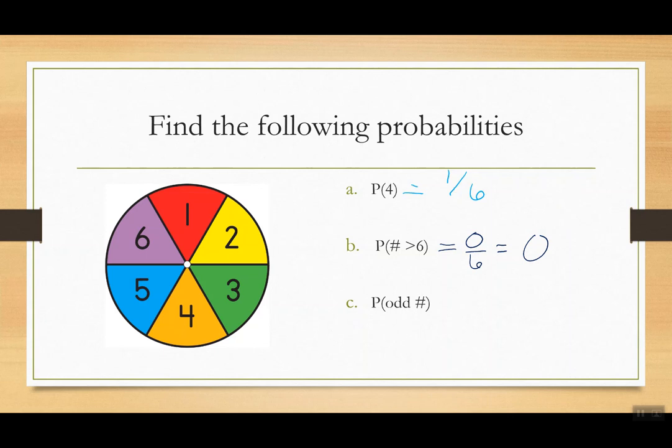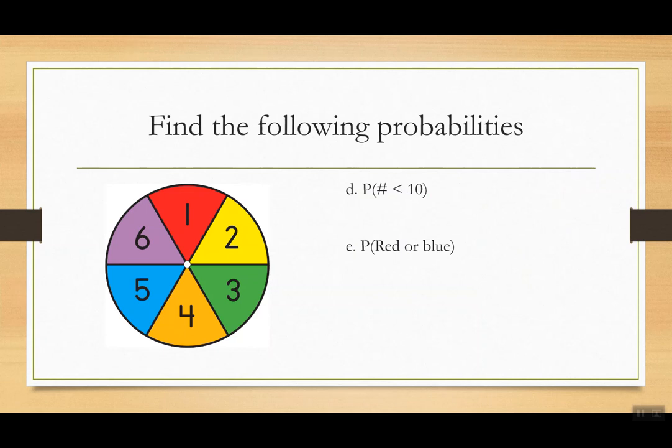Then it says, what's the probability of getting an odd number? So the odd numbers would be 1, 3, and 5. So I have 3 out of the 6 choices. And remember, we said we always want to reduce if we can, so that reduces to half.